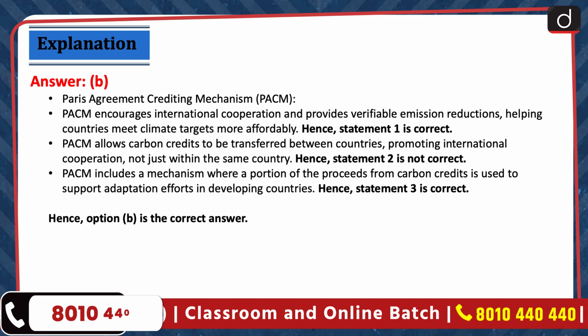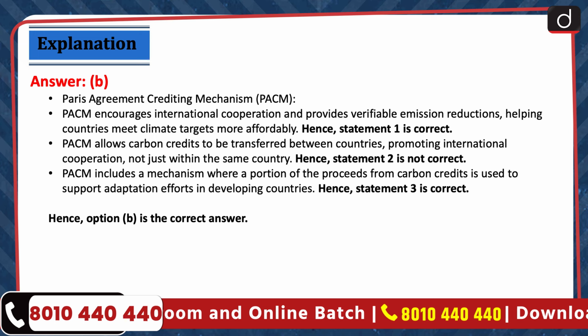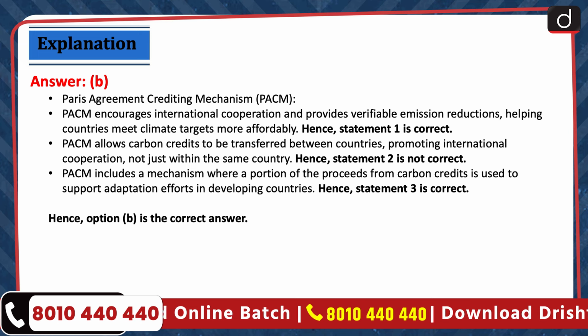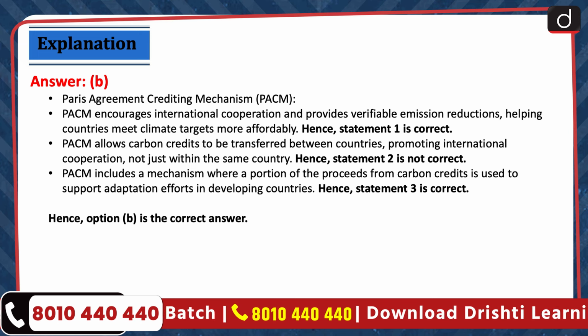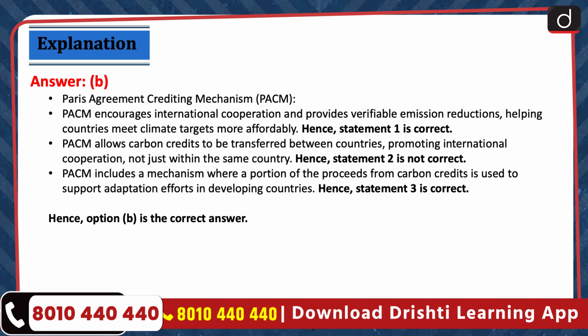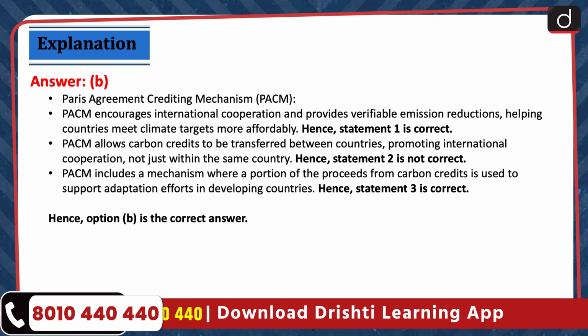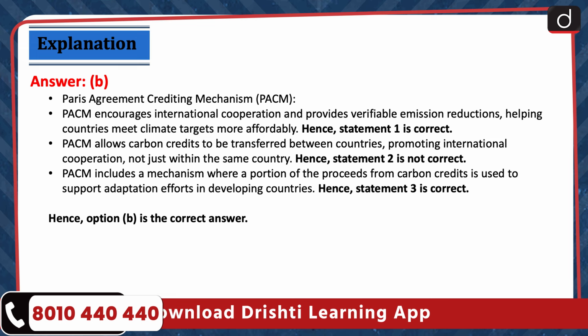PACM allows carbon credits to be transferred between countries, promoting international cooperation, not just within the same country. Hence, statement 2 is not correct. PACM includes a mechanism where a portion of the proceeds from carbon credits is used to support adaptation efforts in developing countries. Hence, statement 3 is correct. Hence, option B is the correct answer.